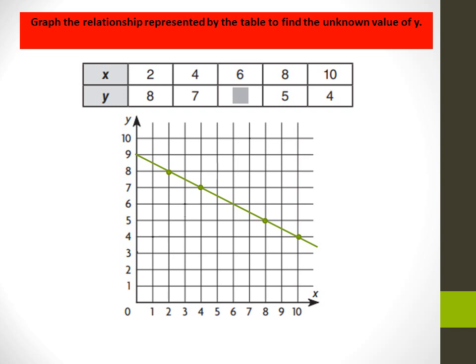Now let's find y for x equals 6. Using the graph, y is equal to 6.